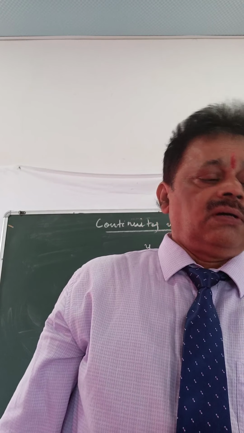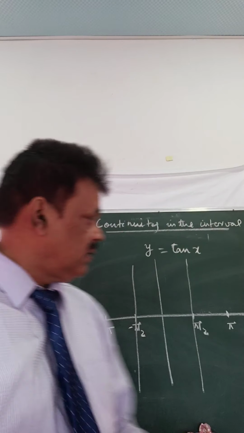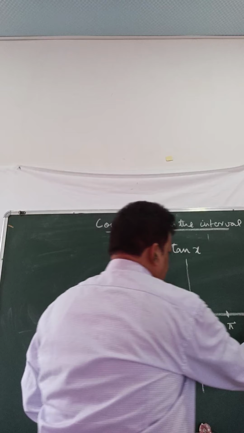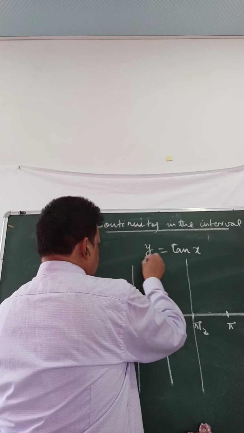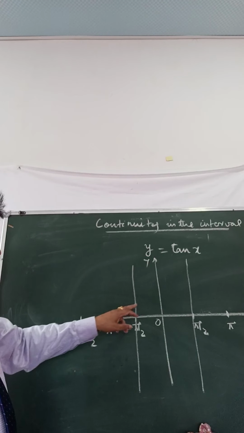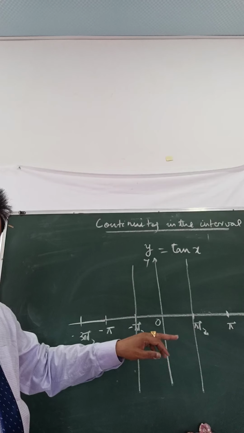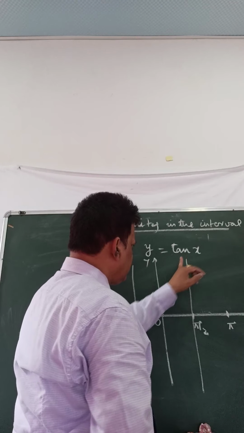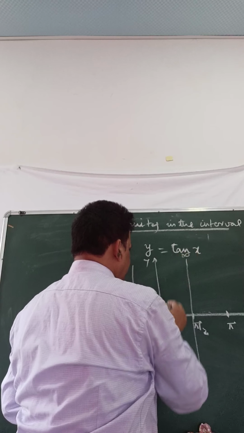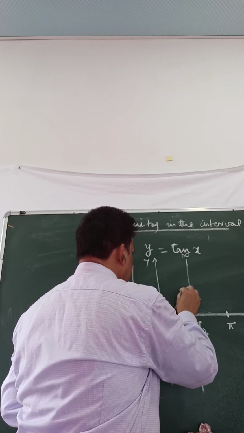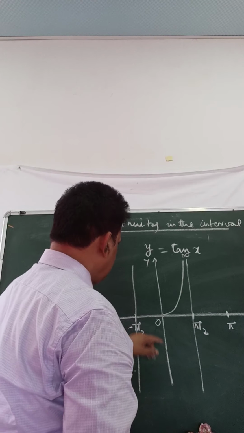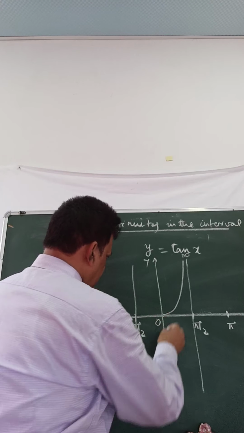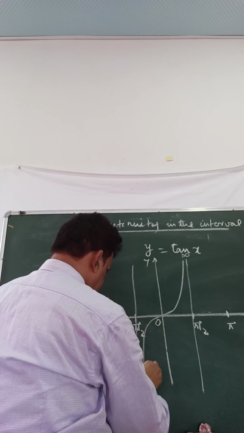Imagine what is the value of tan 0. This is your x axis, this is your y axis. What is tan 0? Tan 0 is 0. Tan pi by 2 is infinity. This line goes up to infinity. That means your graph goes like this. Similarly, this is minus infinity. Your tan graph again goes like this.